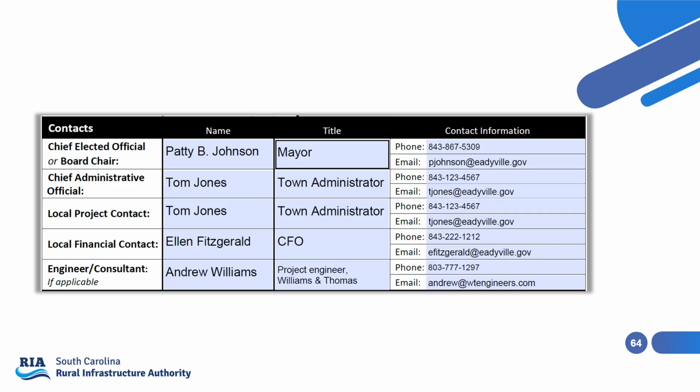For small towns with no dedicated administrator, it would be appropriate to list the mayor a second time on that line. If you don't have an engineer or consultant working on the project, you can just leave that line blank. Planning projects will likely not have an engineer on board. Remember that even if you plan to use an engineering firm to do some or all of your planning activities, you will have to procure that firm through an RFQ or RFP process once the grant is awarded.